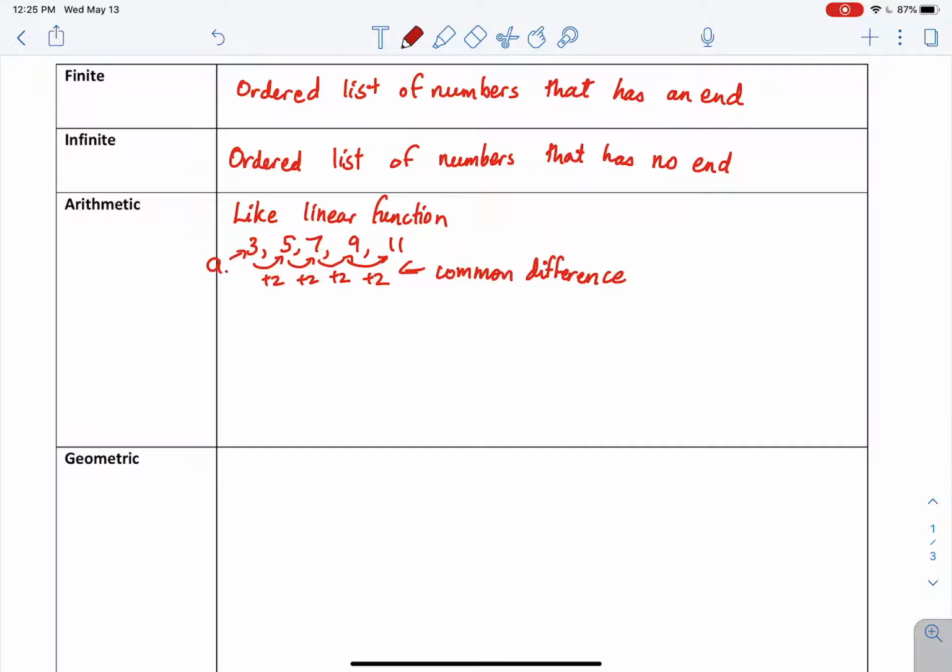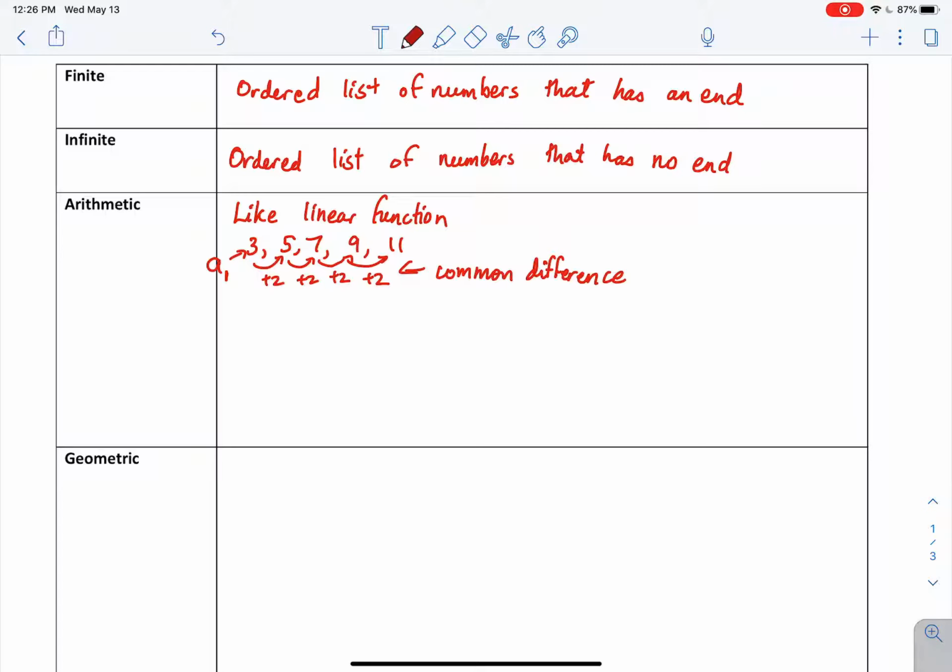So I would call this A subscript 1, meaning the first term of the sequence A. Then 5 would be A subscript 2, 7 would be A sub 3, 9 would be A sub 4, 11 would be A sub 5. So you can count terms in the sequence. That's why it's ordered, because then I can ask you, what is the third term of the sequence? You know it's 7. It's definitely 7. It's not in a different order.